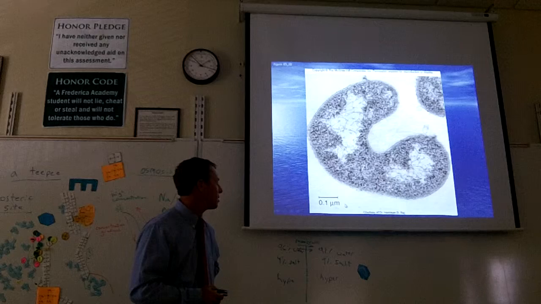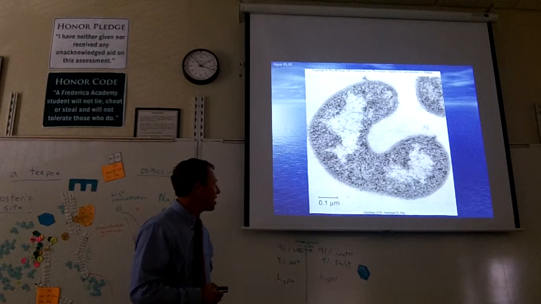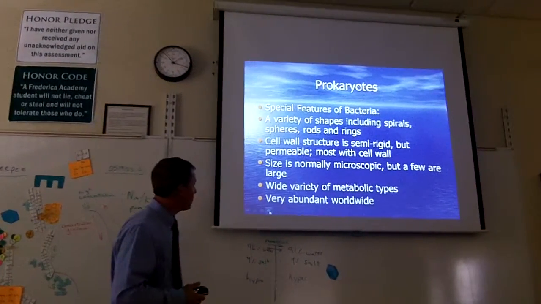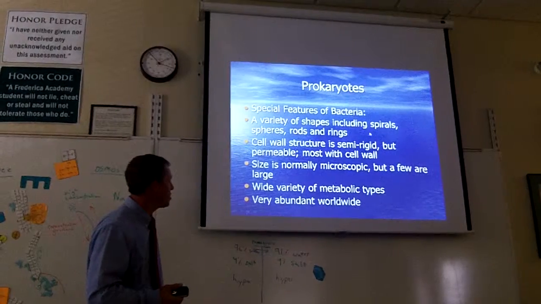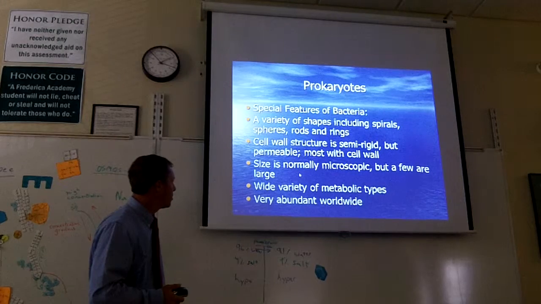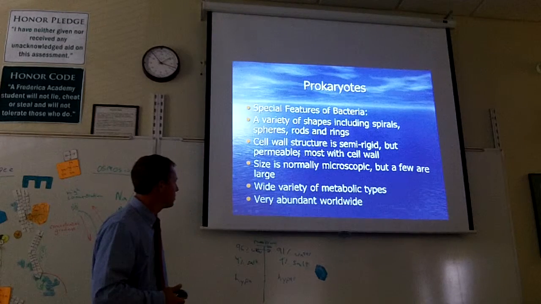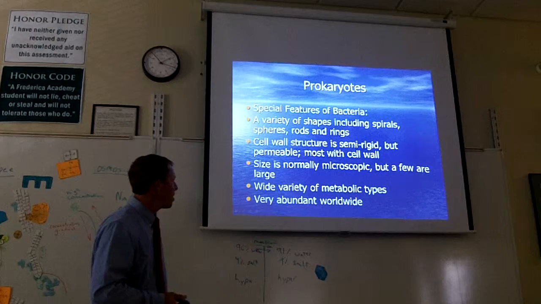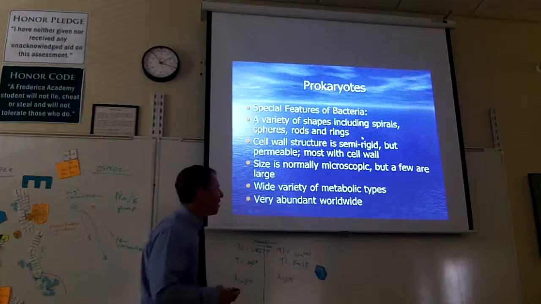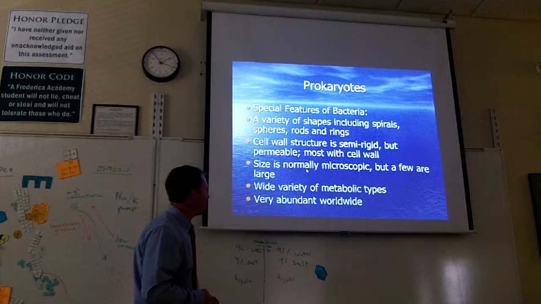So viruses can get inside these cells and infect them. They come in a variety of shapes: spirals, spheres, rods, rings. Rigid permeable cell wall. Normally they're microscopic. There are a few large ones that you can actually see with the naked eye. The largest bacteria ever found, you can see it with the naked eye. What is it? But most are real small.